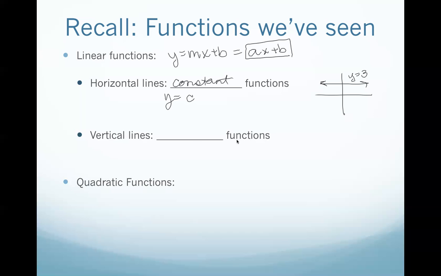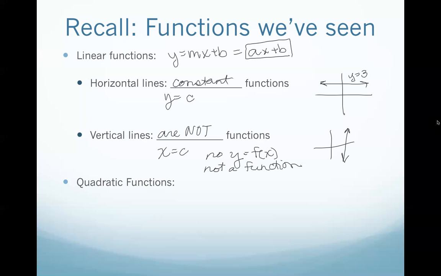The next type of linear functions that we looked at were vertical lines. And we said, well, vertical lines do not pass the vertical line test. So vertical lines are not functions. And if we were to write an equation for a vertical line, that would be x equals c. So there is no y, which means there's no f of x, which means not a function. Okay, so that's kind of a way to remember. Horizontal lines are functions, but vertical lines are not.